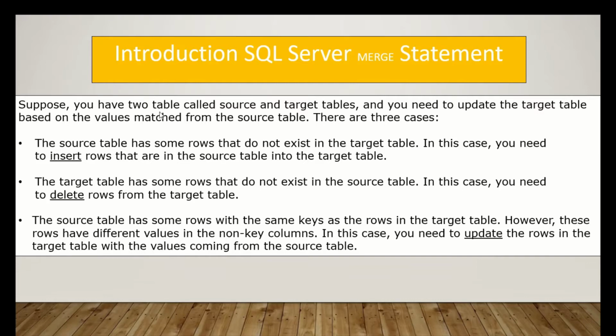There are three cases in merge. Suppose the source table has some rows that do not exist in the target table. In this case, those rows need to be inserted into the target table from the source table. That is one. Another case is the target table has some rows that do not exist in the source table. In this case, you need to delete the rows from the target table.